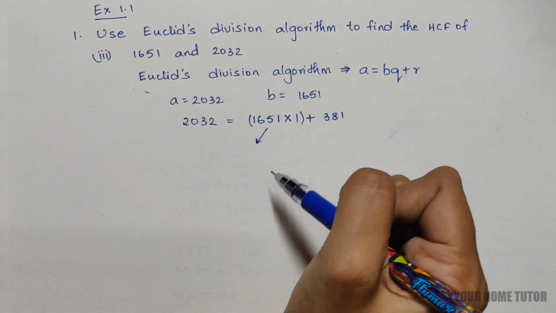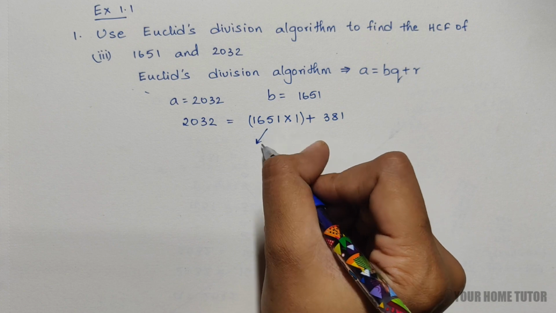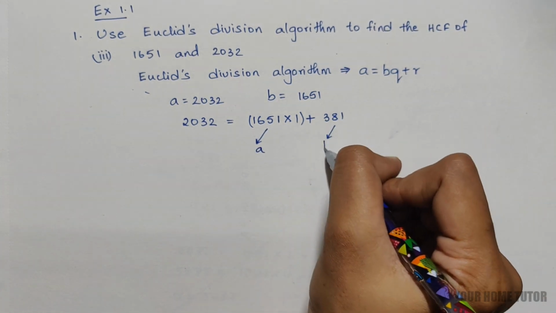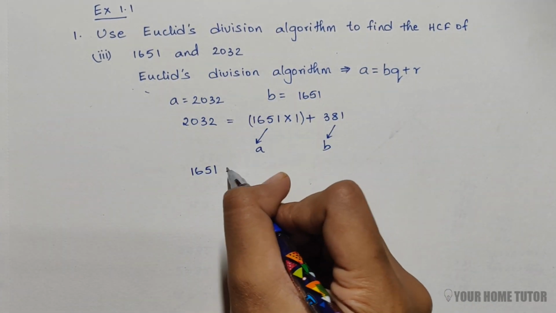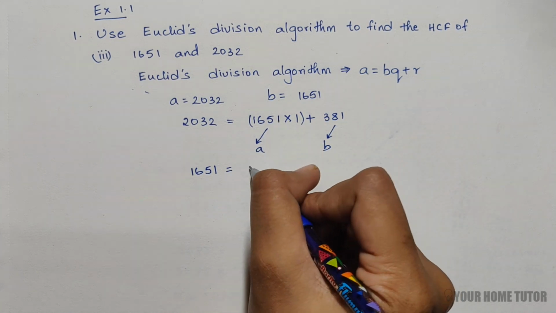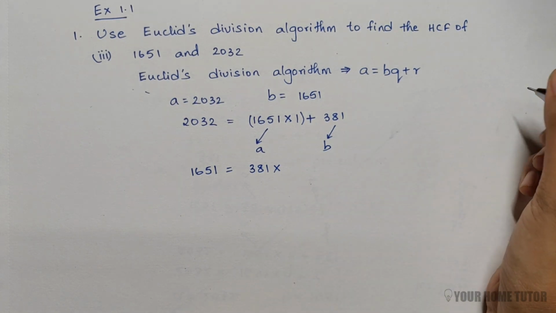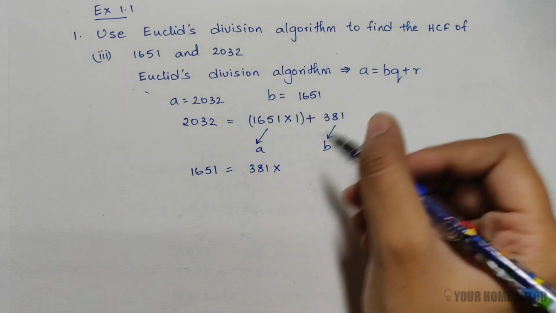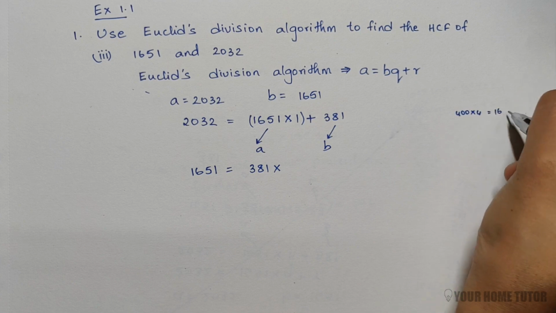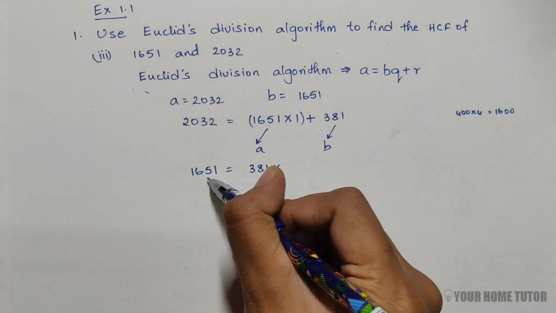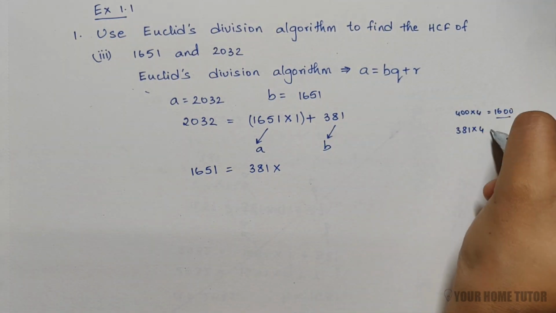If I have to take the step further, so the bigger number 1651 will be A and this number will be B. So applying Euclid's division algorithm, I would get 1651 equal to 381 into, for the quotient, in order to roughly estimate, since 381 is close to 400, 400 into 4 is equal to 1600, and 1651 is close to 1600. I will try to multiply 381 into 4.